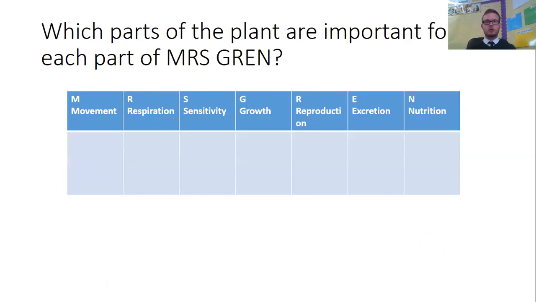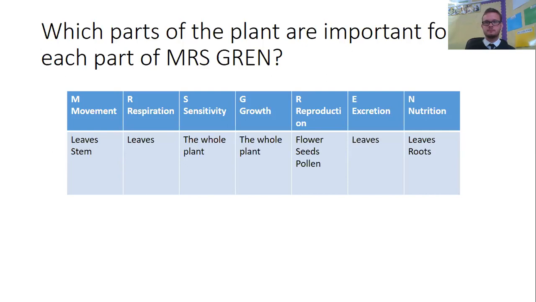Right, now I'd like you to copy down this table now. So we've got MRS GREN at the top. What I want you to do is in the table, write down the parts of the plant which are important for each of those elements of life. Pause the video, off you go. Okay, so let's see if it matched up with what I've got here.